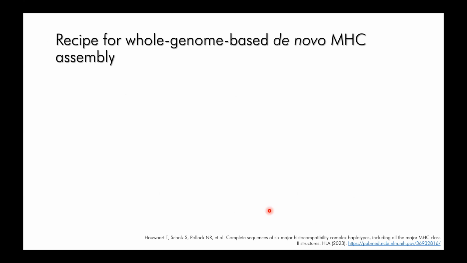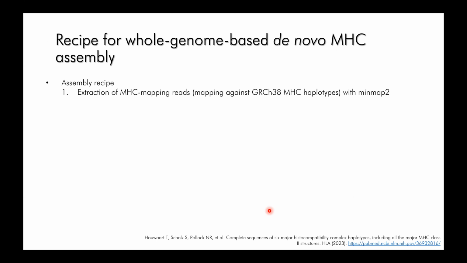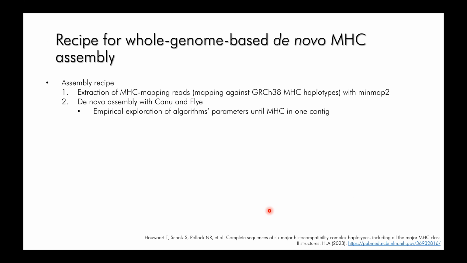Now, of course, a recipe includes not only the cooking ingredients, but also how you analyze and combine the ingredients. That's the bioinformatics part. So we developed a bespoke recipe for assembling these into contiguous haplotypes. First of all, we extracted MHC mapping reads by alignment against the existing incomplete haplotypes. Then we experimented with the two algorithms Canu and Flye, and basically empirically varied the parameters until we had contiguous MHC assemblies. So basically the MHC being represented in one contig.